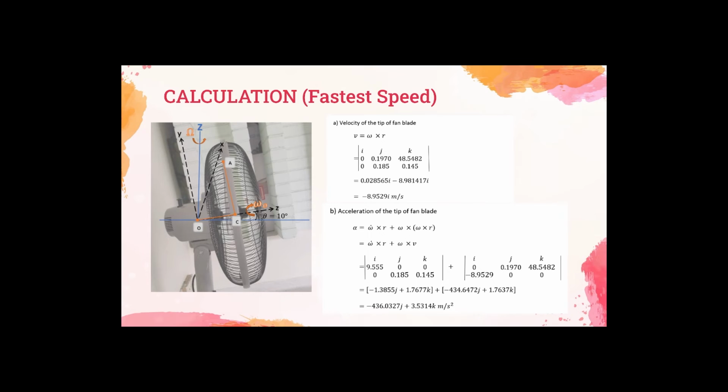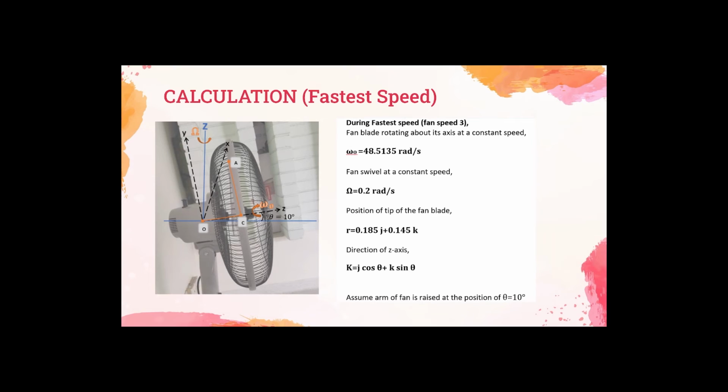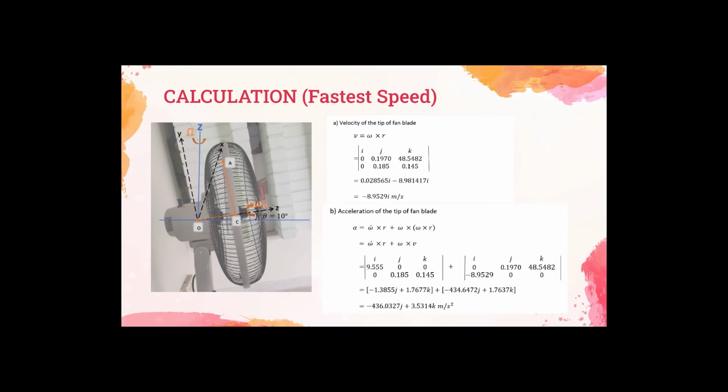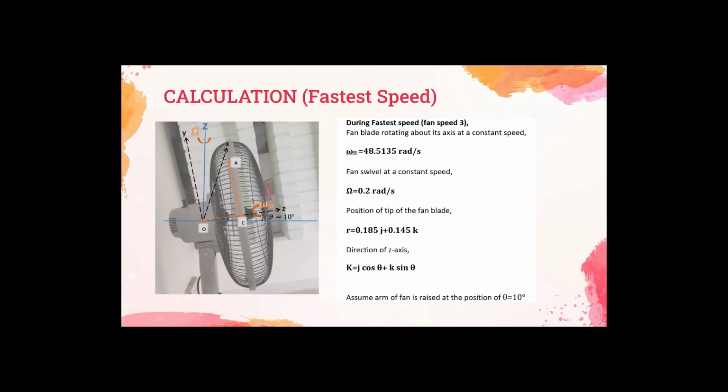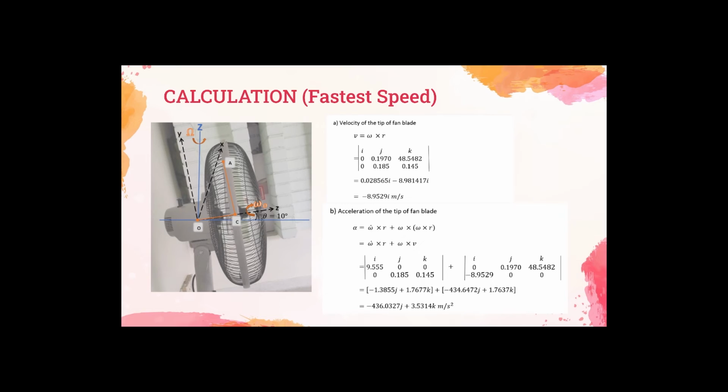The velocity is omega times r, which is the position of the tip of the fan blade, because we know that from C to A is 0.185 and O to C is 0.145. We use the cross product rule to get negative 8.9529 i meter per second.